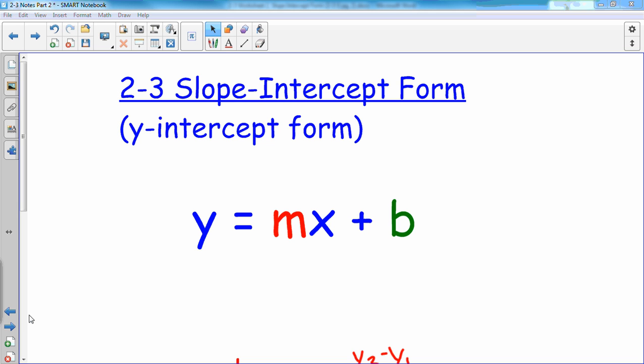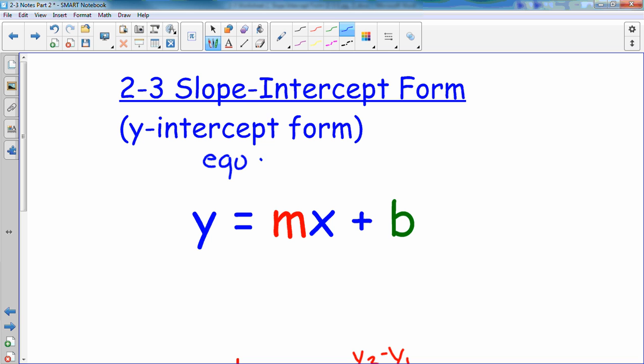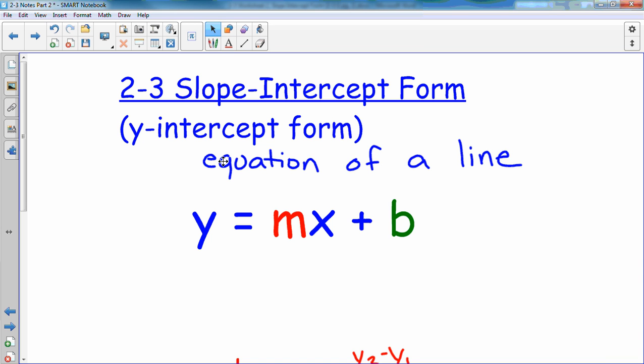Okay, Chapter 2, Section 3. Slope-Intercept Form, also known as Y-Intercept Form. This is just a way to write the equation of a line. This is an equation of a line. It's slope-intercept form.